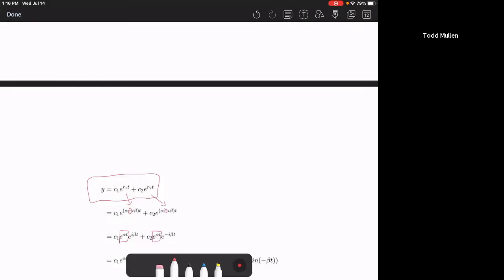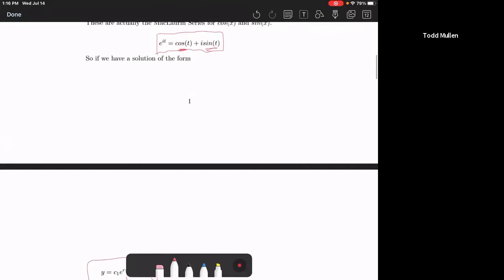But e to the i beta t or e to the negative i beta t is a little new for us. What are we going to do with that? Well, we're going to use our equation that we just got, what e to the it is equal to.